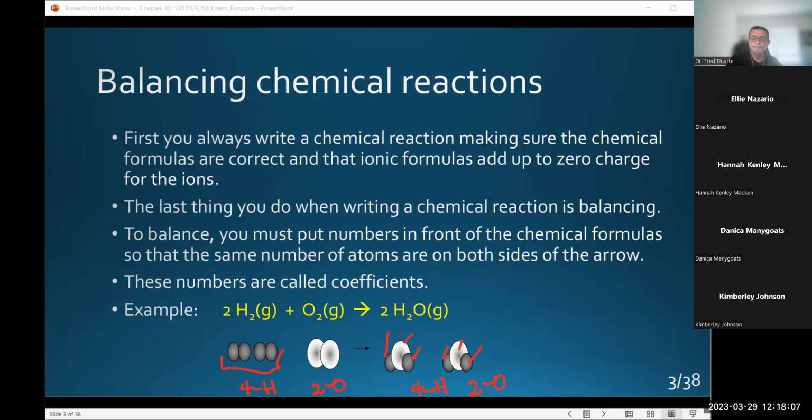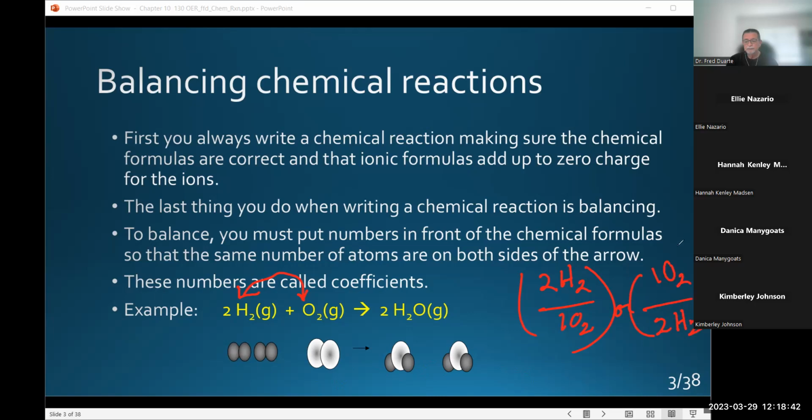Now that it's balanced, guess what we have? We have these new ratios. The relationship between hydrogen and oxygen is a 2-to-1 ratio. We can write it in the following form, 2 H2 over 1 O2, okay? Or we can invert it, 1 oxygen over 2 H2, okay?